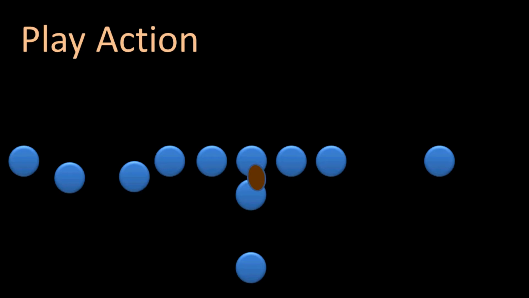When a team does a play action pass, this means that the quarterback will fake a handoff to the running back before he throws the ball.